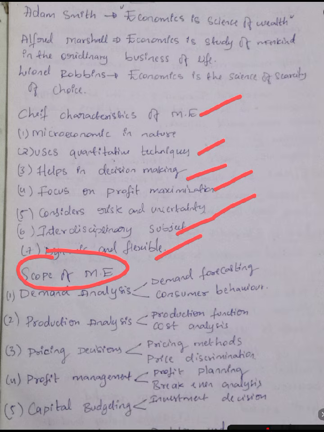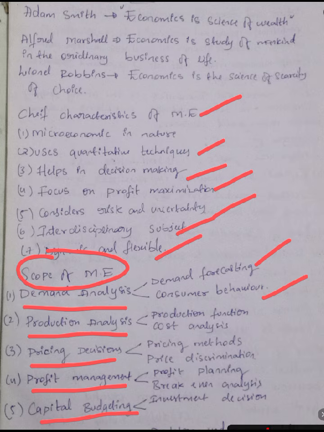The scope of managerial economics includes demand analysis, production analysis, pricing decisions, profit management, capital budgeting and risk analysis. These 6 points are very, very important. Everybody, please repeat after me. The first scope is demand analysis. Under demand analysis, we are going to learn demand forecasting and consumer behavior.